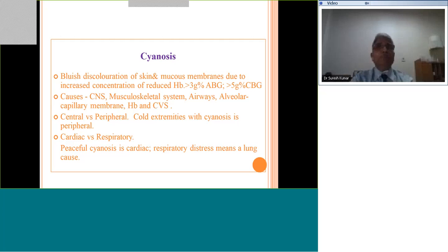But an overlap comes in conditions like obstructed TAPVC, because the baby is in pulmonary edema. Baby will be in distress, and the baby's saturation will be lower. Barring that, you could say that a peaceful cyanosis is cardiac, typically illustrated in the baby with TGA or Tetralogy, pulmonary atresia in the newborn period. And the baby in respiratory distress with cyanosis is respiratory, and a classic illustration will be a baby with lobar pneumonia.